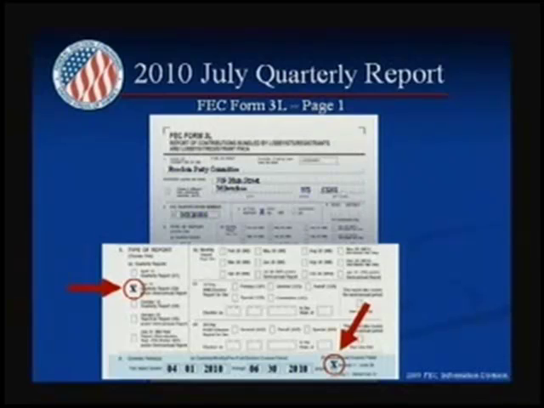And so when we're looking at the first page of the Form 3L, we're going to have to check 2 boxes again. This is really important to do so that it's clear that the report is covering both covered periods. So we're going to check the July quarterly box, and with that we're going to include in line 6 the covered period of April 1st through June 30th, and we're also going to check the box that shows the semi-annual period of January 1st through June 30th. Okay, so both should be done.